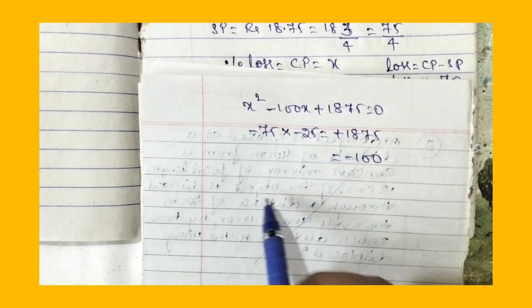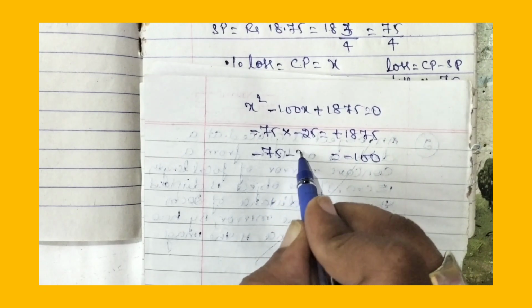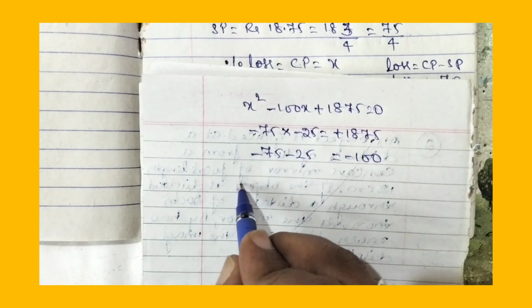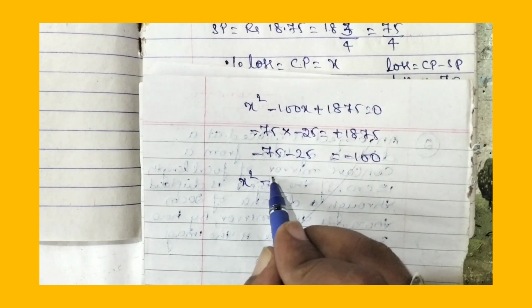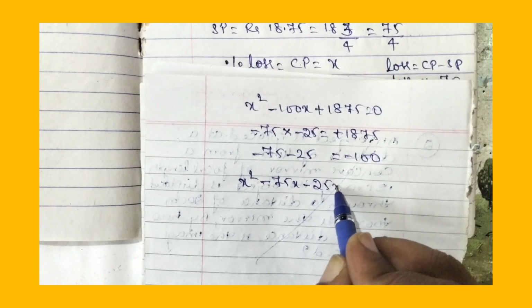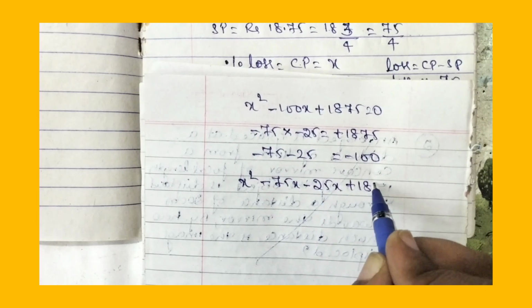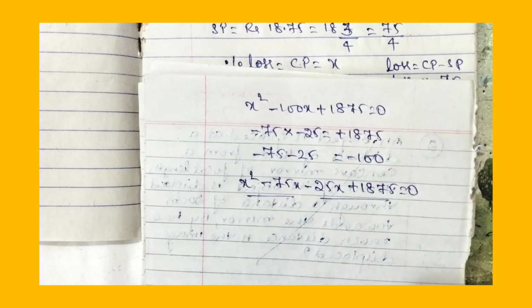75 25s are 1875. Minus 75 minus 25 is minus 100. So x square, this 100x can be written as minus 75x minus 25x plus 1875, which is equal to 0. These two one group and these two one group.